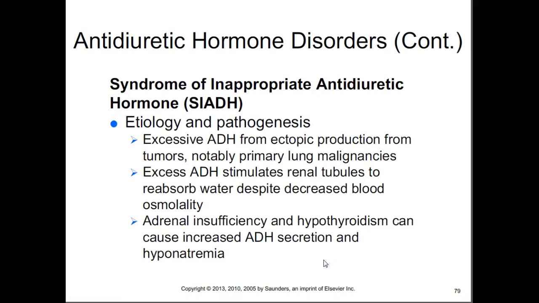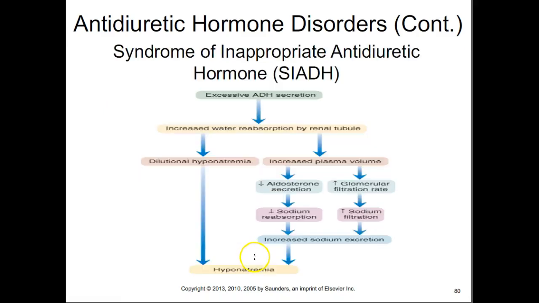And then finally, the syndrome of inappropriate antidiuretic hormone, right? The etiology and pathogenesis is that excessive ADH is being produced, and is usually ectopic from a tumor or other location, particularly lung malignancies. So it stimulates the renal tubules to reabsorb water despite decreased blood osmolality. So it can increase blood volume, right? Increasing blood pressure, decreasing urine excretion. Adrenal insufficiency and hypothyroidism can cause increased ADH secretion and hyponatremia.